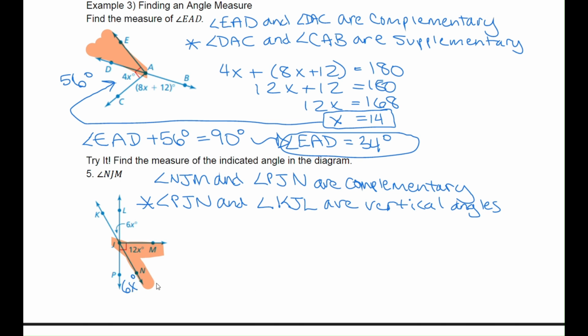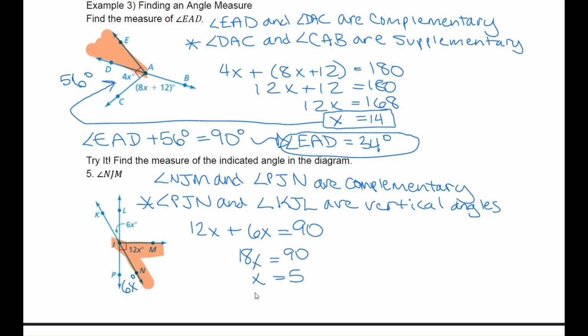Now I can use that to do my first fact here. Angle NJM and angle PJN are complementary, so together they're going to make 90 degrees. So angle NJM, that is 12x, plus angle PJN, 6x, they add to be 90 degrees. I need to solve for x here. I need to combine my like terms. 12x and 6x gives me 18x equals 90. So x is going to have to be 5.